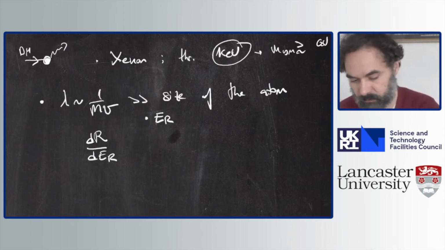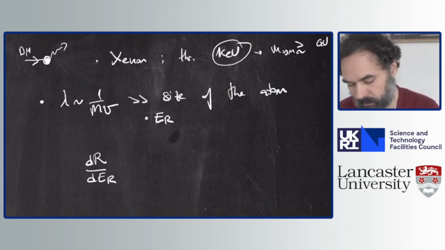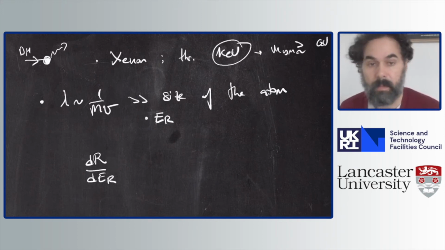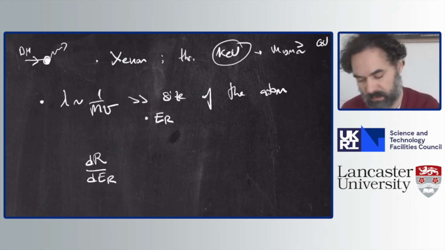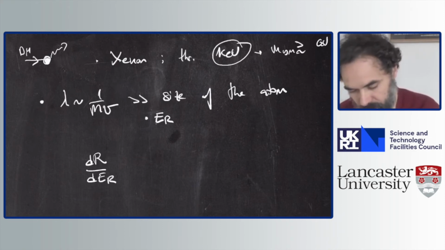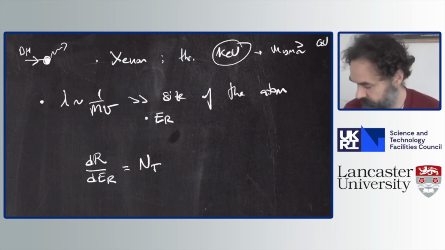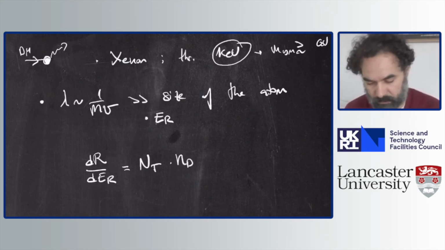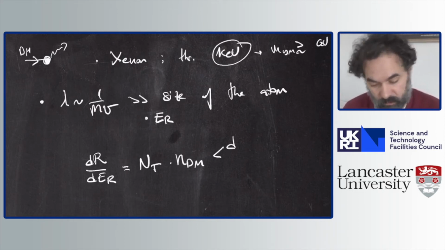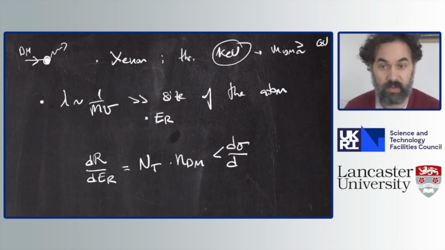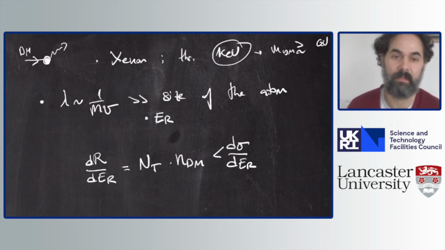So you want to compute the rate of events per energy of recoil. As I said, you can measure things which are more or less energetic, so this is a very important observable. This is going to be given by the number of targets, the number density of dark matter particles, and a cross section, but not the cross section itself, rather the derivative of the cross section with respect to the recoil energy. This is the only place where the energy of recoil appears.